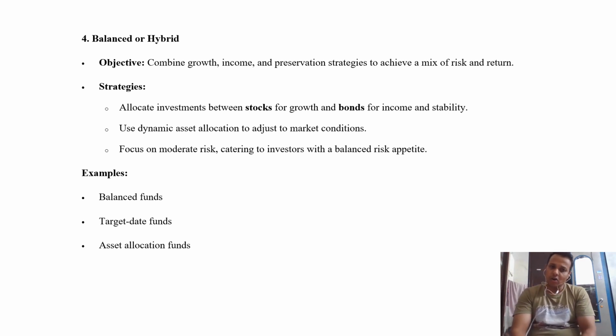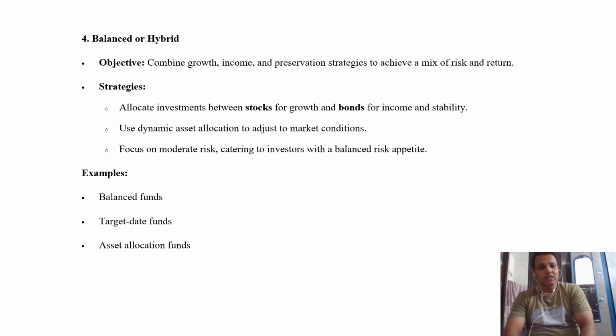When it comes to hybrid, I have already explained it in different forms. It is a combination: one of the objectives talks about hybrid as combining growth, income and preservation strategy to achieve a mix of risk and return. Normally a balanced or hybrid fund goes for a combination of different types of investments, especially growth, income and preservation strategy, and it looks at whether you maximize or minimize the risk. So you maximize the return and minimize the risk, or increase or minimize your risk. This is classified based on balanced or hybrid strategies.